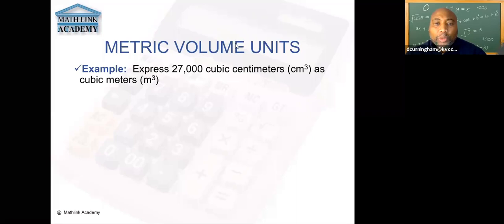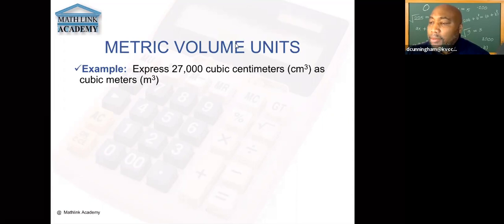Now, one of the last problems I want to look at is going to talk about volume units. So if we know how to do length, area is square, volume is cube. And so in this case, we got to think cubic. We're going to express 27,000 cubic centimeters as cubic meters. And so how are we going to do this? Let's do this on this particular slide.